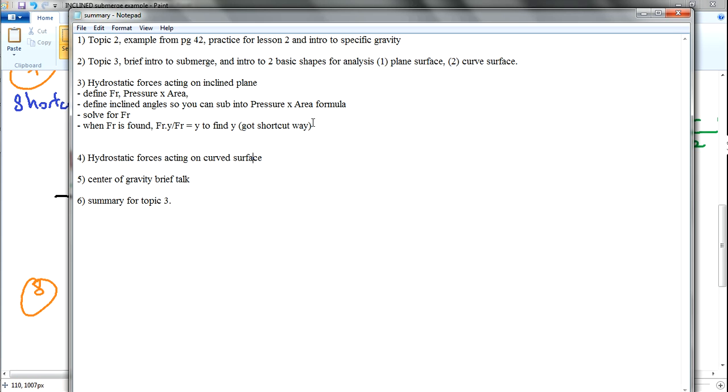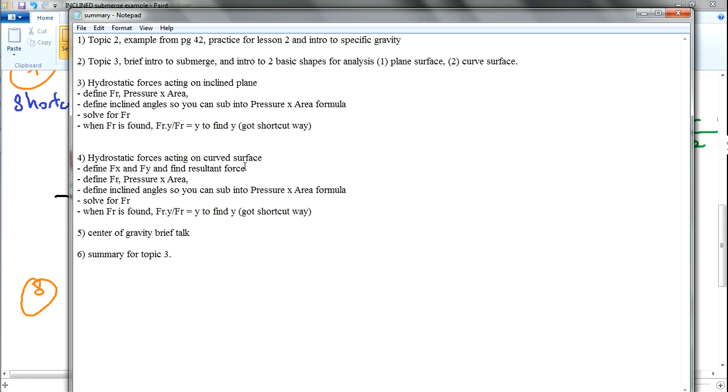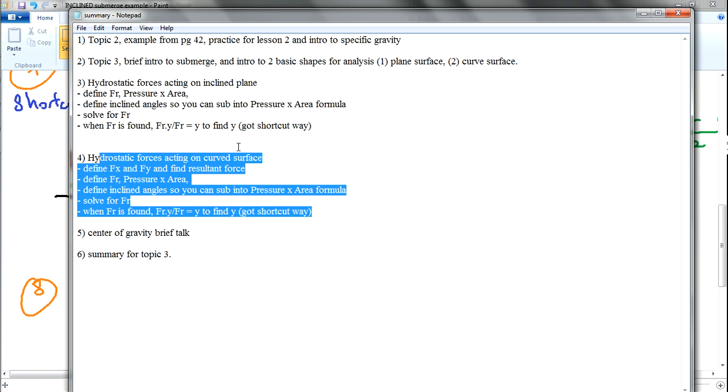Similarly, it's the same thing, just that Fr itself we got, so it's just an additional term. It's just defining Fx and Fy. So the resultant will be Fr. After which, finding the position YR is another thing, so maybe in the next video I'll just talk about it.